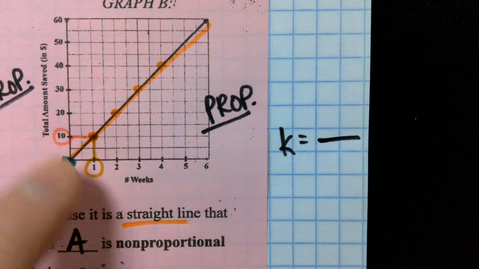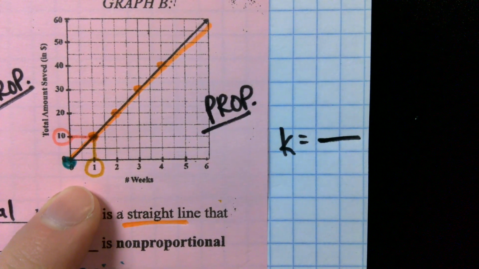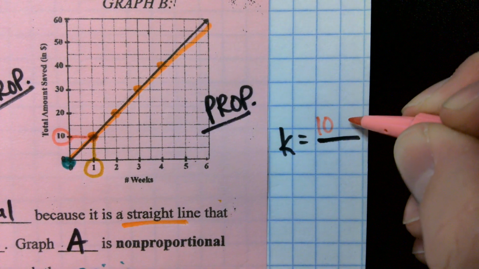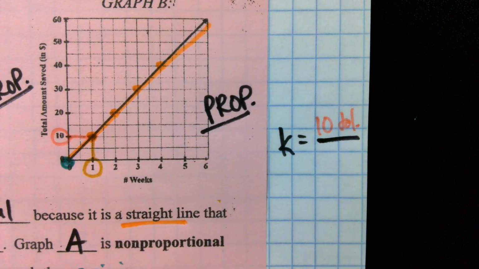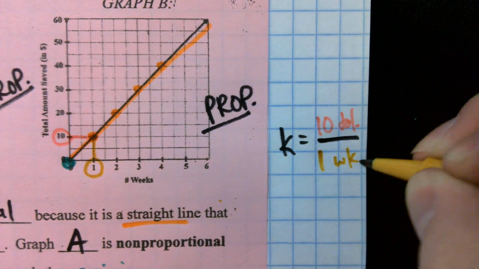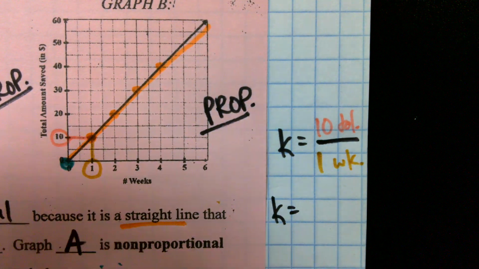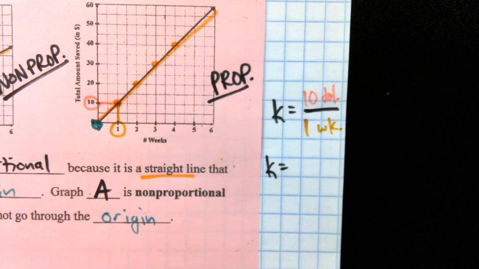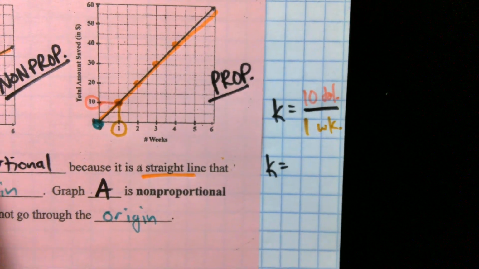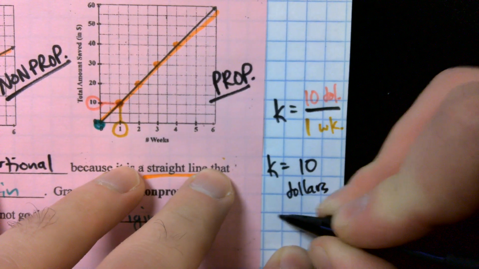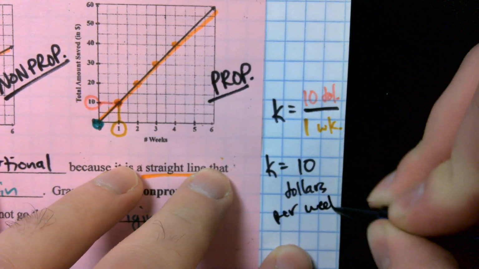what number is going to go on top? The 10 or the 1? 10. What number is going to go on top? The 10 or the 1, guys? The 10. $10 every 1 week. Well, what is 10 over 1? 10. Just 10. $10 per week.